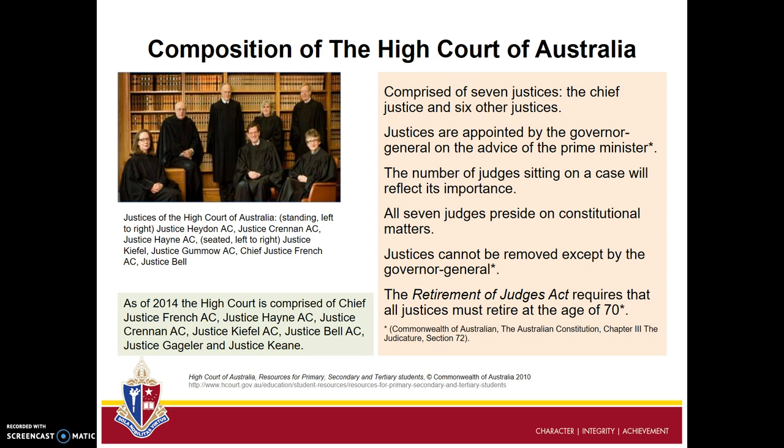The number of judges sitting on a case will reflect its importance. If you've got a changing of the Constitution or something really serious like that, or the government is accused of stepping outside their scope, then you'll have a full court. But if it's just a routine offence or an application, you might only have 2 or 3 or 5 judges sit there. Justices cannot be removed except by the Governor-General, but are required to retire at the age of 70.